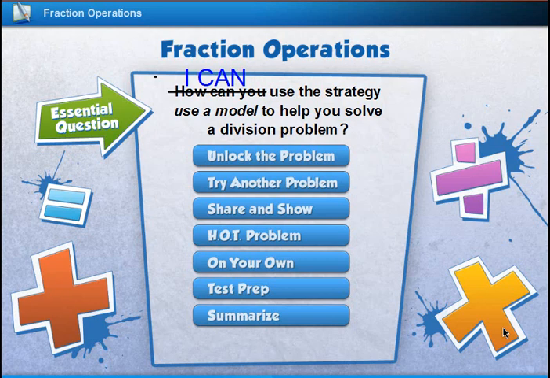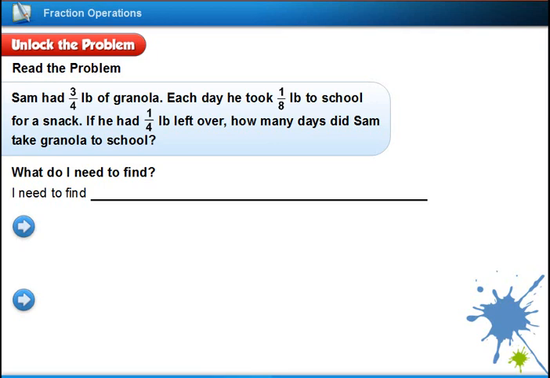Good day and thanks for joining us for Lesson 2.10, Problem Solving Fraction Operations. Today's I can statement: I can use the strategy, use a model, to help solve a division problem. The Common Core Standard: apply and extend previous understandings of multiplication and division to divide fractions by fractions. Join with me as we begin to unlock the problem.